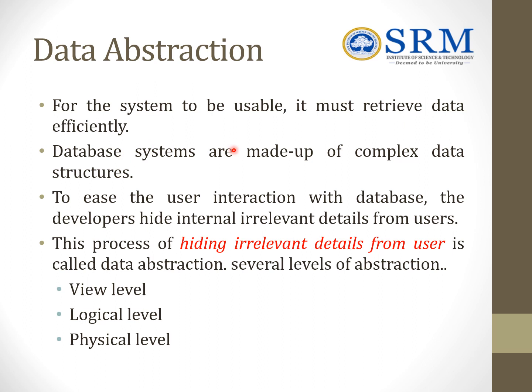For the system to be usable, it must retrieve data efficiently. Database systems are made up of complex data structures. To ease the user interaction with the database, the developer hides irrelevant details from the user. This process of hiding the irrelevant details from the user is called data abstraction. Several levels of abstraction are view level, logical level, and physical level.